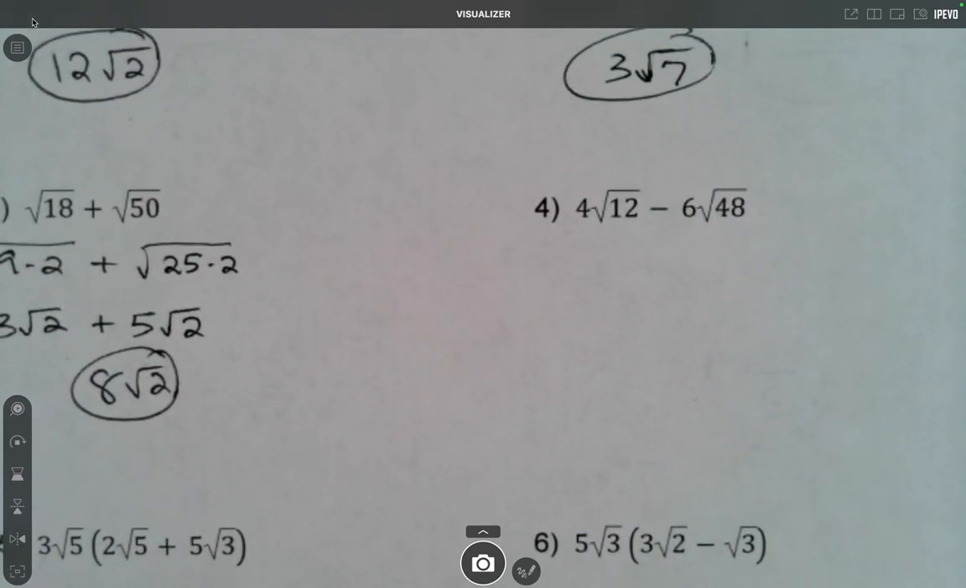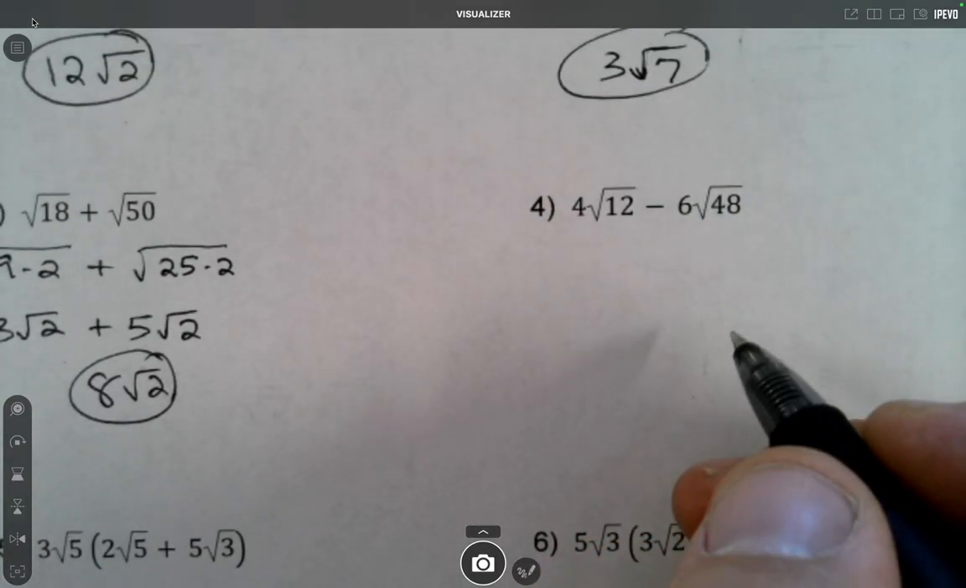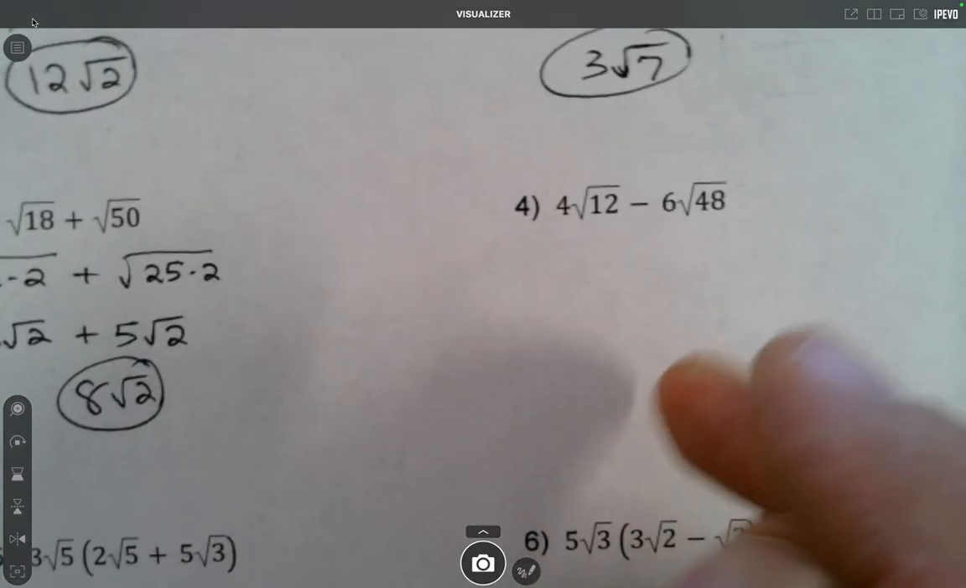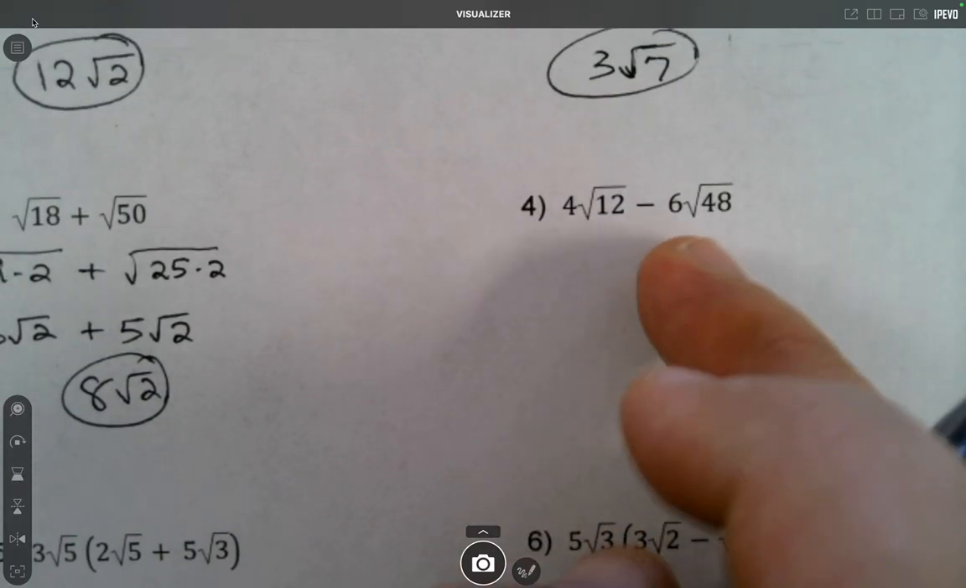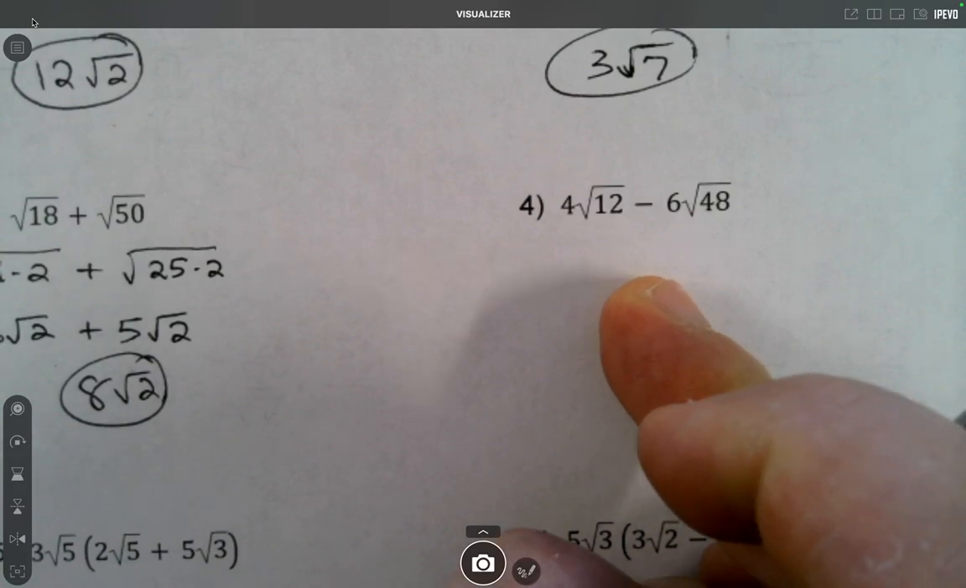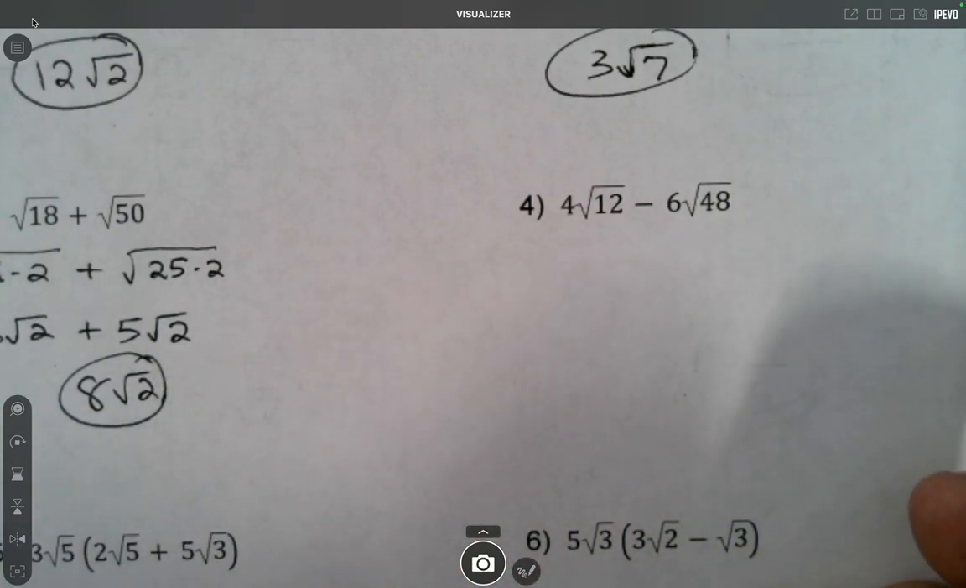We'll do something similar on number 4. These are not like radicals, but we need to see if they can be reduced. Now, whether or not they can be reduced, if even after reducing they're not like radicals, then you would just leave it as it is.